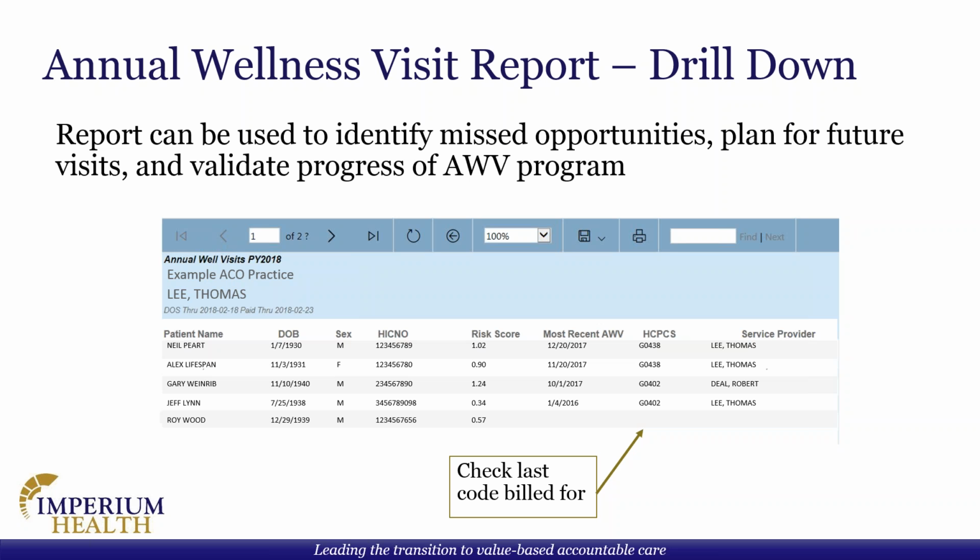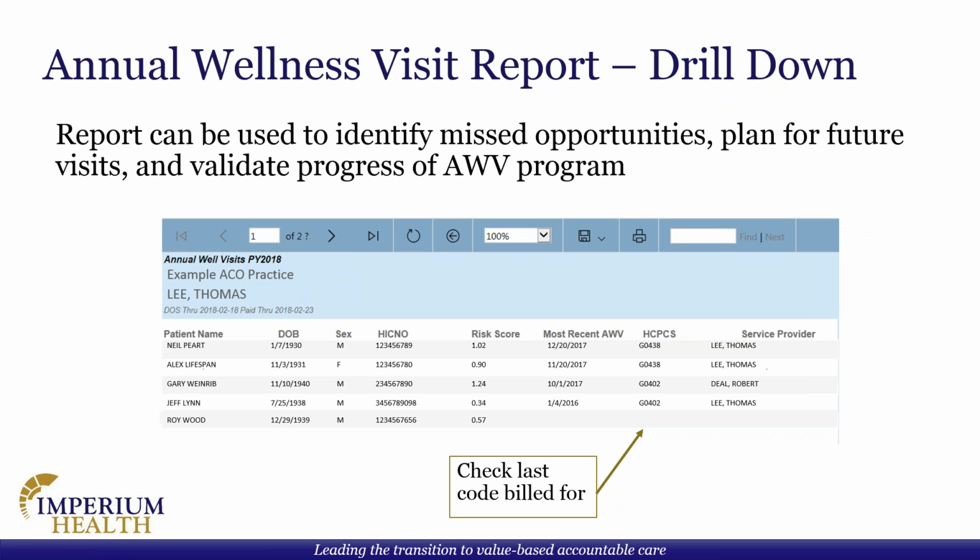Now when I'm using this tool, one of the things I also like to look for is what was the most recent code billed for that wellness visit. For instance, Jeff Lynn had a well visit done January 1st of 2016, but his well visit was a G0402, that Welcome to Medicare, that IPPE visit. So I know that his next visit, even though it's been over 2 years, I want to make sure I'm billing as an initial annual wellness visit. And for Alex and Neil, I want to make sure that I'm billing as a G0439, that subsequent annual wellness visit.